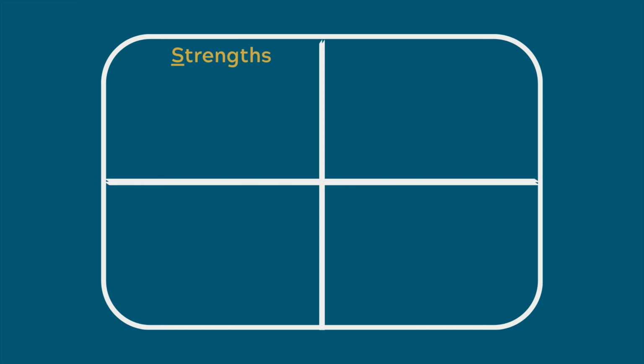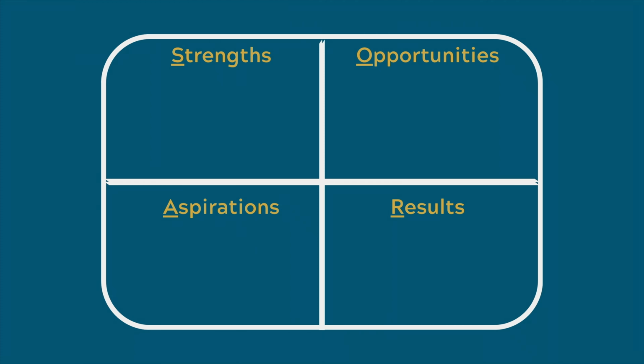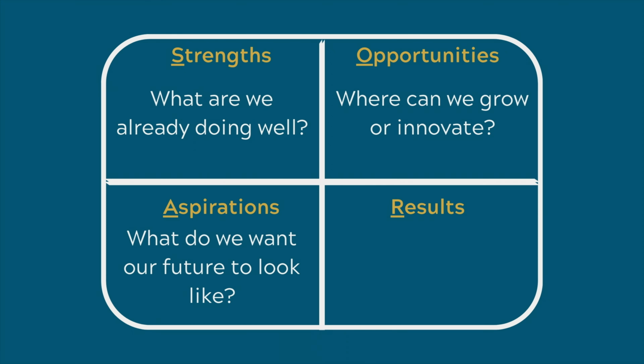A SOAR analysis is a newer strategic planning tool that takes a slightly different approach. SOAR stands for Strengths, Opportunities, Aspirations, and Results. Instead of focusing on weaknesses and threats, SOAR emphasizes a strengths-based and future-focused perspective. Here's what each component means. Strengths: what are we already doing well? Opportunities: where can we grow or innovate? Aspirations: what do we want our future to look like? And results: how will we measure success? SOAR analyses are often used in appreciative inquiry approaches, where the goal is to build momentum around what's working, rather than focusing primarily on problems.